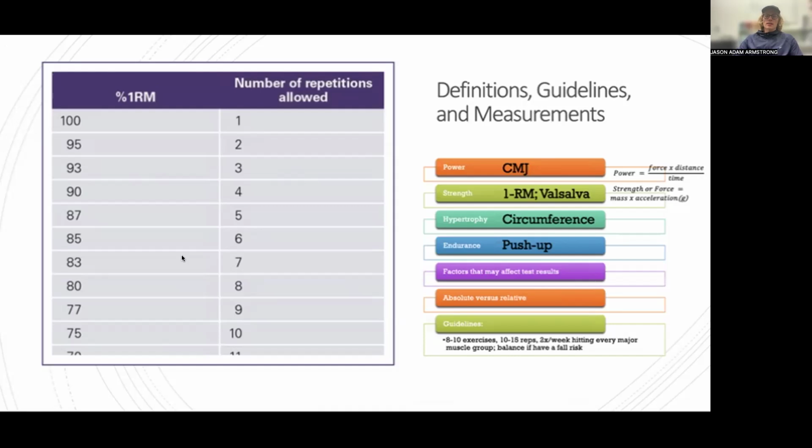Now, you can use a lot of different tests, but the test that ACSM has standard values for is the counter movement jump test. So a counter movement jump is I'm going to come down, arms are going to come back behind me, and then I'm going to jump up and use my arms to swing.